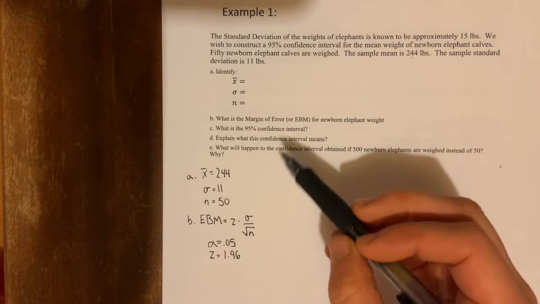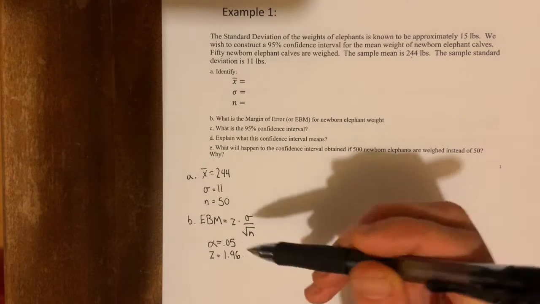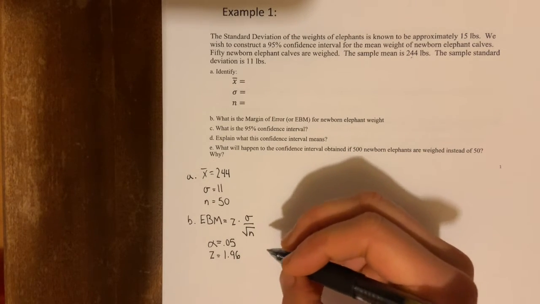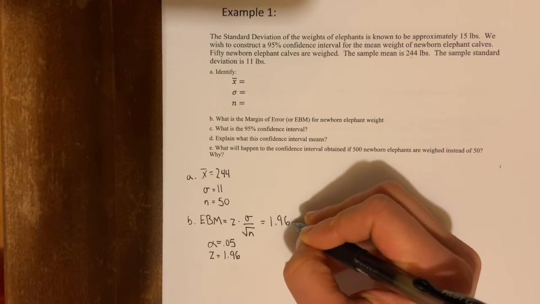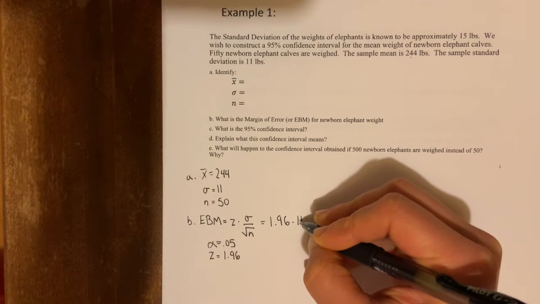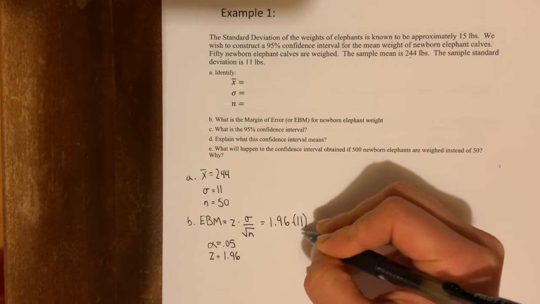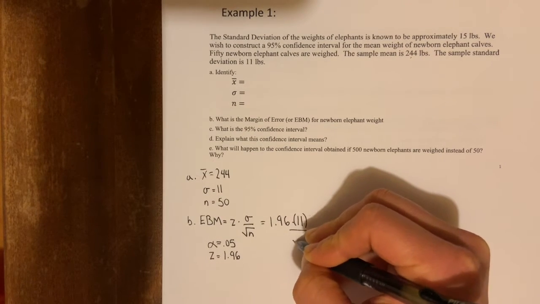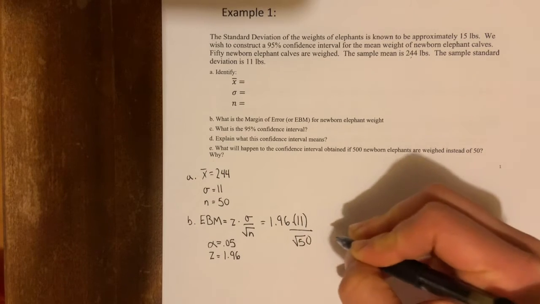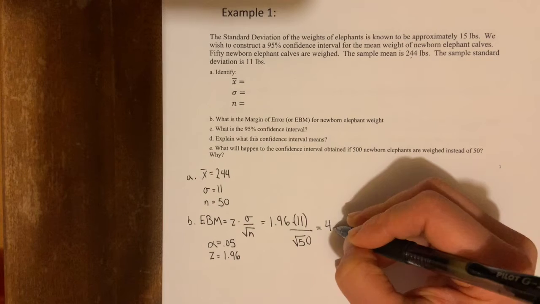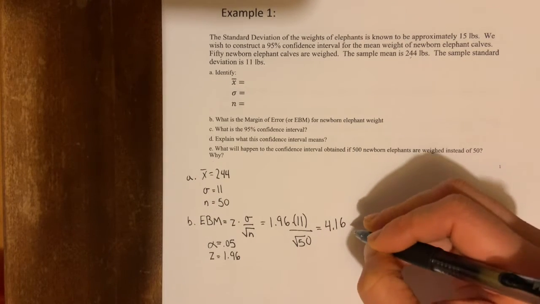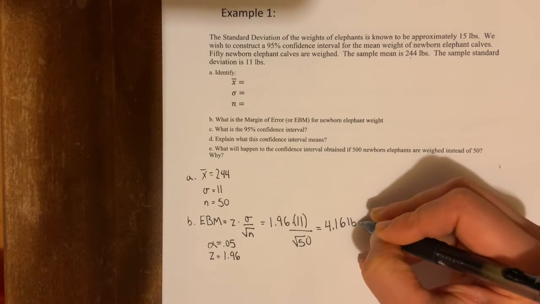So now we have all of the information necessary to figure out the error-bound margin. We can put EBM equals 1.96 times 11 divided by the square root of 50. If you calculate that out, you find that it equals 4.16 pounds.